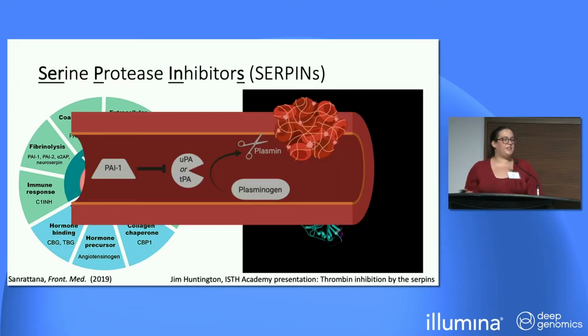And so the prototypical SERPIN that I'm using in these studies is plasminogen activator inhibitor 1, or PAI-1, which canonically inhibits uPA and tPA, and essentially it acts as the brakes on the fibrinolytic system, so it slows down fibrinolysis, or the breakdown of fibrin clots.